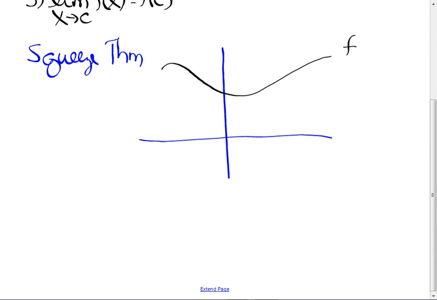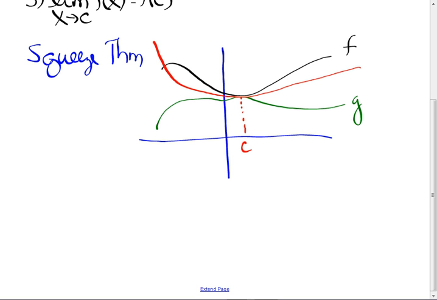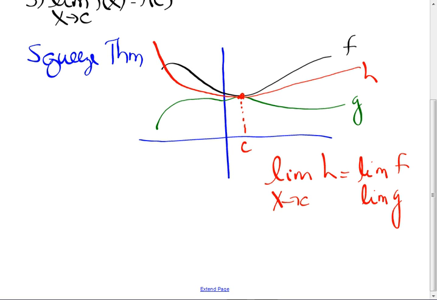there's f, there's g, and then here's h. If h is trapped between f and g at this c value, all those limits will be the same. So you already know that. It's logical. The limit of h as x approaches c will equal the limit of f and the limit of g. They're all going to be the same if it's trapped between there. I can use that to prove things. We'll do a lot more of that in BC next year. So it's not too big a deal.